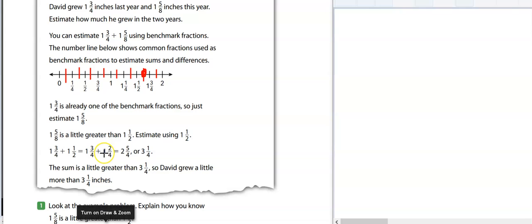So we add our whole numbers together first. 1 plus 1 gives us 2. We add our numerators. 3 plus 2 gives us 5. And remember, our denominators stay the same. Now our answer is 2 5/4, or 3 1/4.